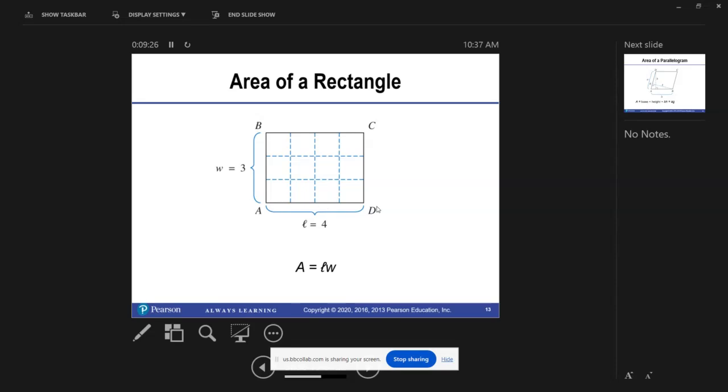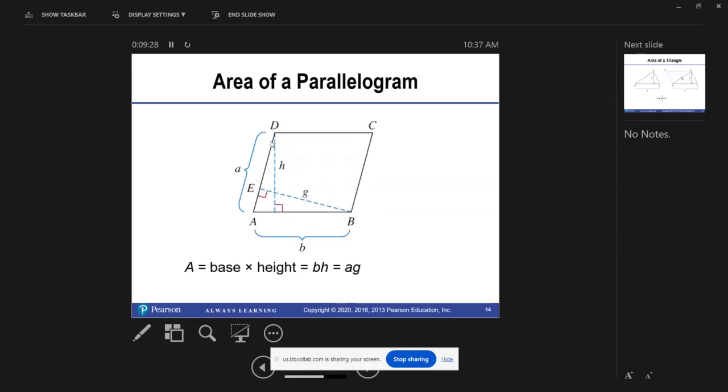AB is perpendicular to AD. But here, we can tell these are not perpendicular. So I would need to know the height. So this H represents the height. So I would multiply B times H.